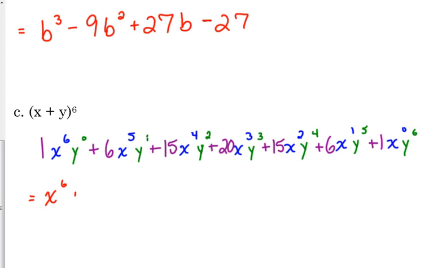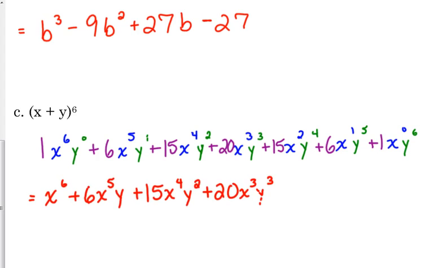We've got x to the 6th plus 6x to the 5th y plus 15x to the 4th y squared plus 20x cubed y cubed plus 15x squared y to the 4th plus 6xy to the 5th plus y to the 6th at the very end.